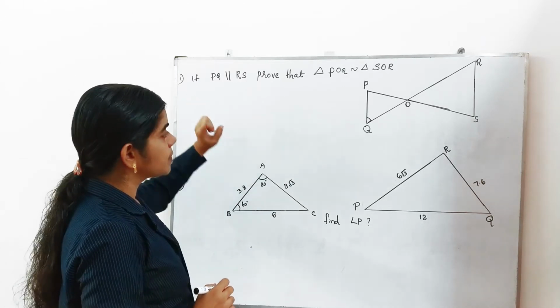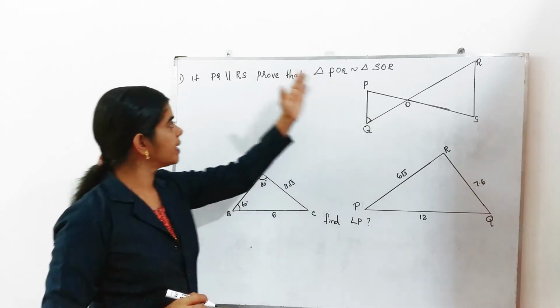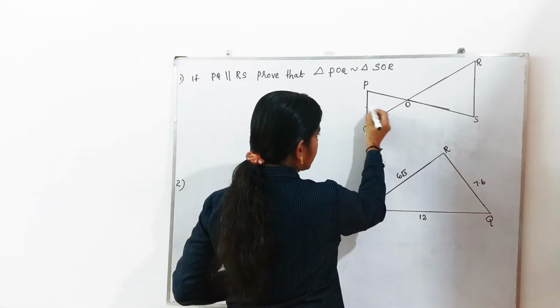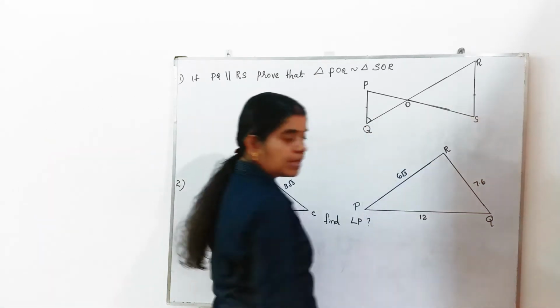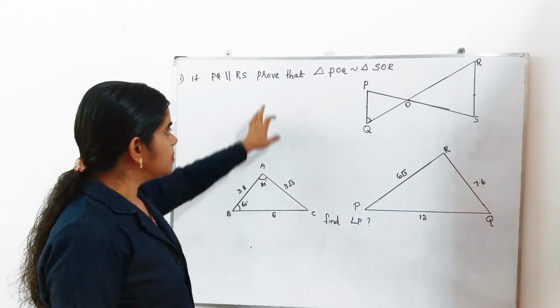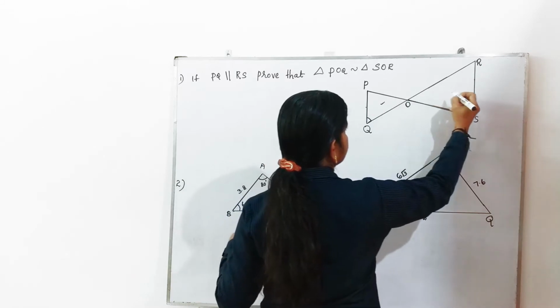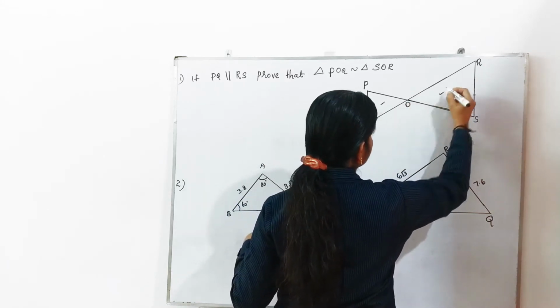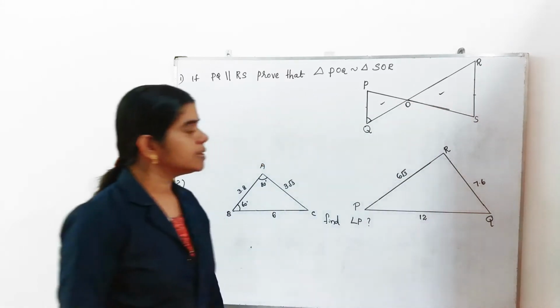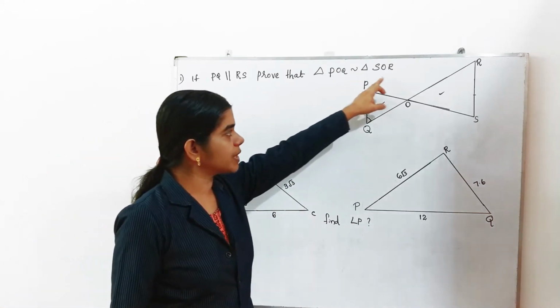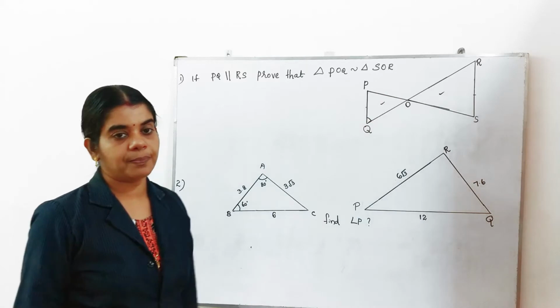Next question. This is a figure given. If PQ is parallel to RS, thus PQ and RS are given parallel lines. Prove that triangle POQ and triangle SOR, these two triangles are similar. Triangle POQ is similar to triangle SOR.